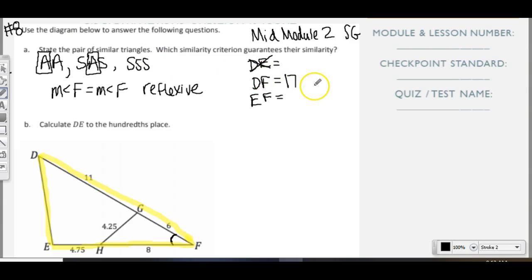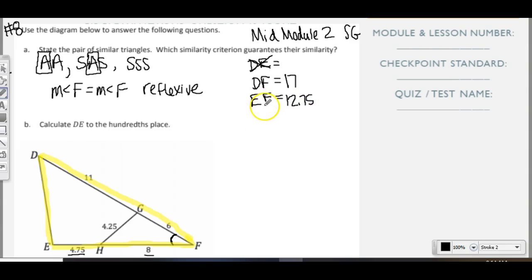Very good. Yeah, don't overthink it. We're just adding them together. So E to H is 4.75. H to F is 8. So we'll just add those two numbers together. 4.75 plus 8 is just 12.75.